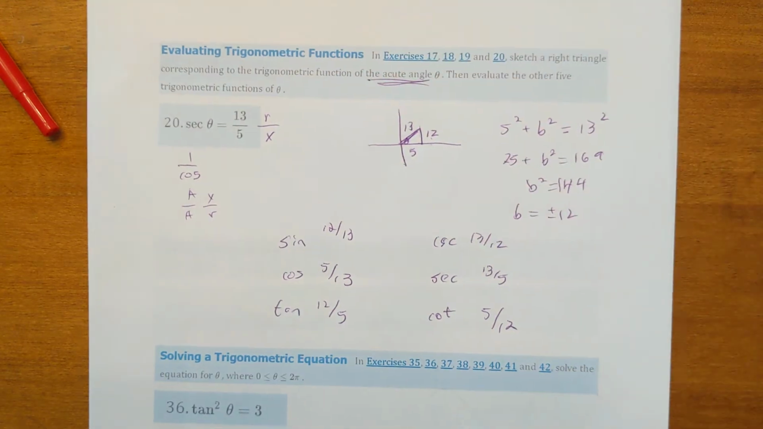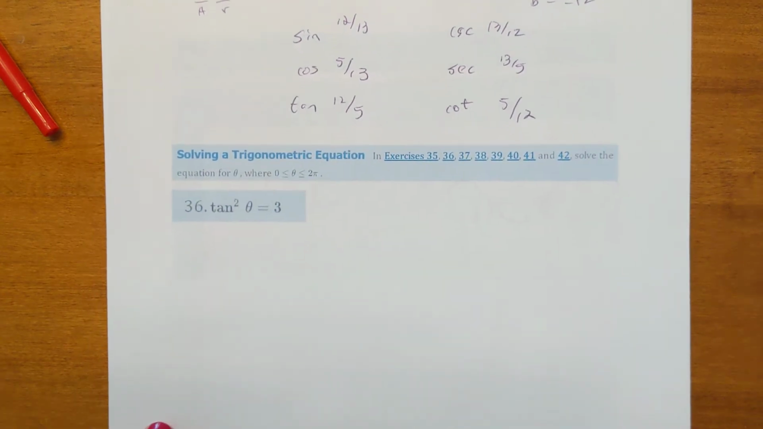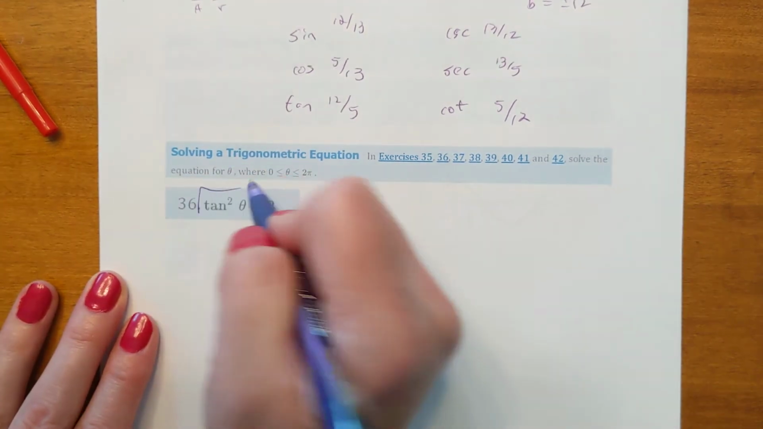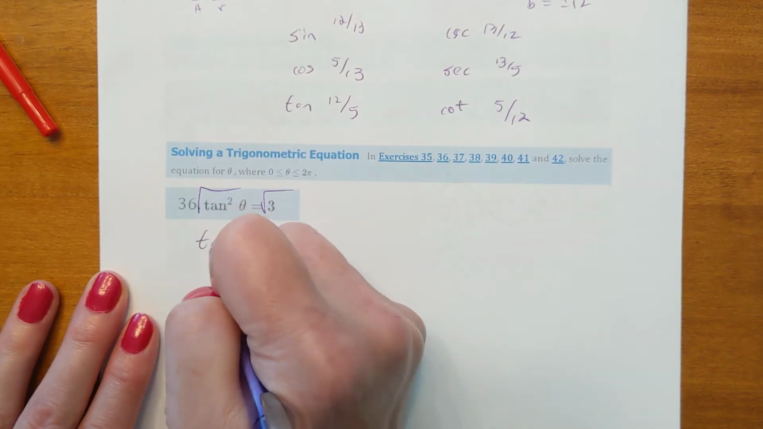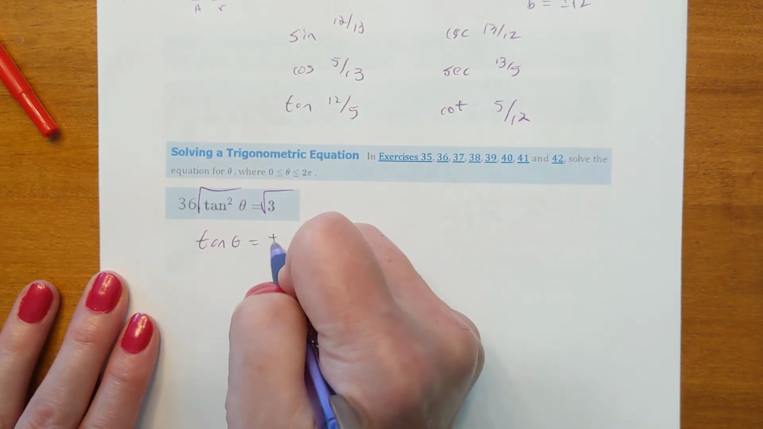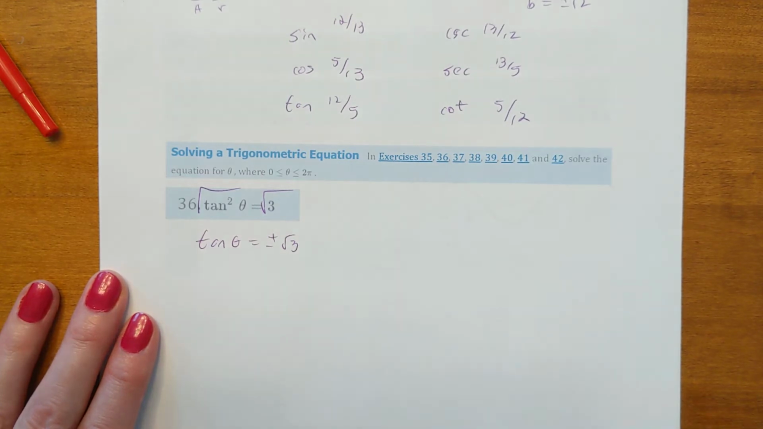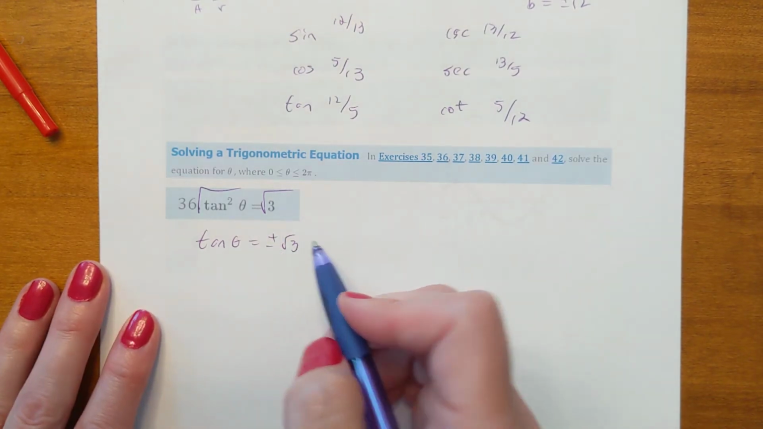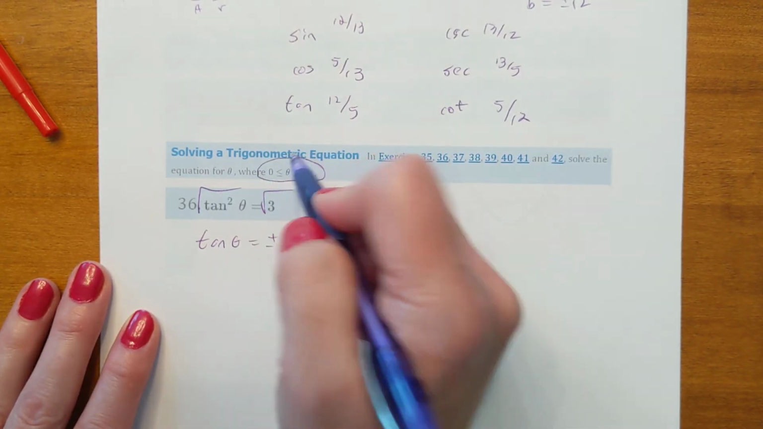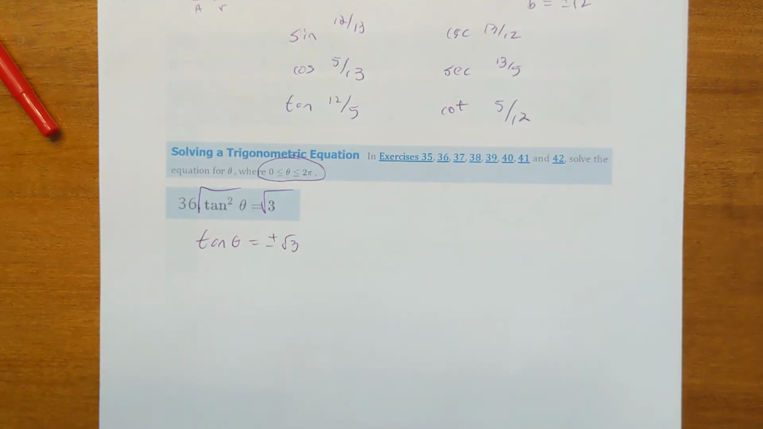All right, on the next one, we are solving trigonometric equations. You could factor on this one or take the square root of both sides. I am going to take the square root of both sides. So that would make tangent theta equal to plus or minus radical 3. They wanted all the answers between 0 and 2 pi.